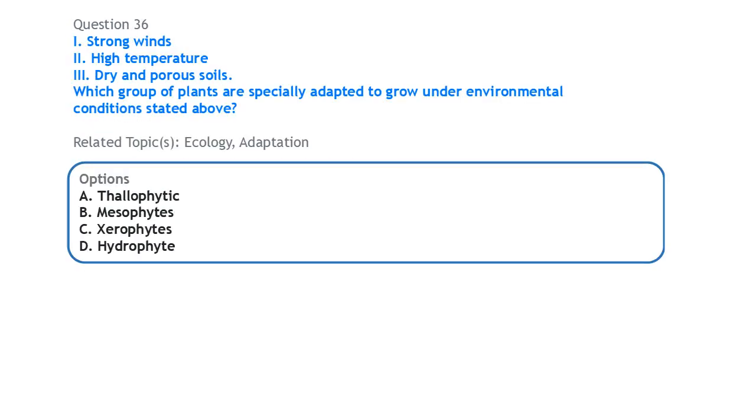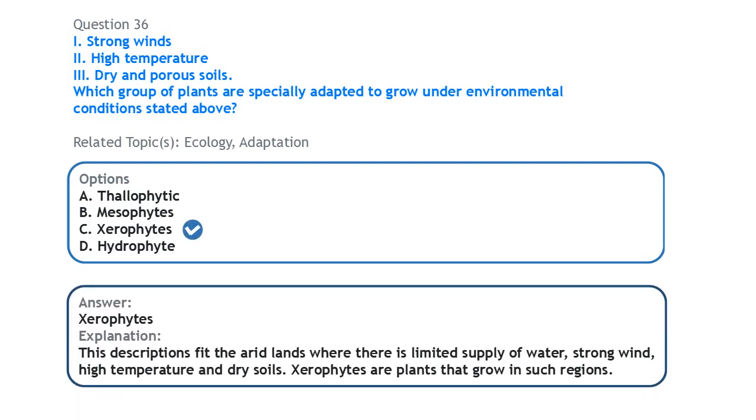Next on adaptation and ecology. Which group of plants are especially adapted to grow under environmental conditions stated above? So we have strong winds, high temperature, dry and porous soil. That will be xerophytes. They are plants that grow in deserts or in arid lands, in dry lands, that is lands where there is limited supply of water. And such habitats are usually characterized by strong winds.